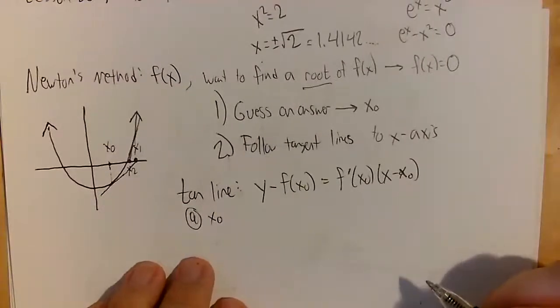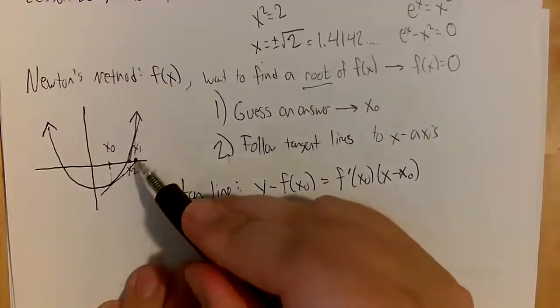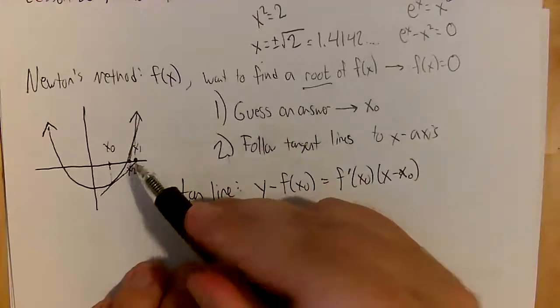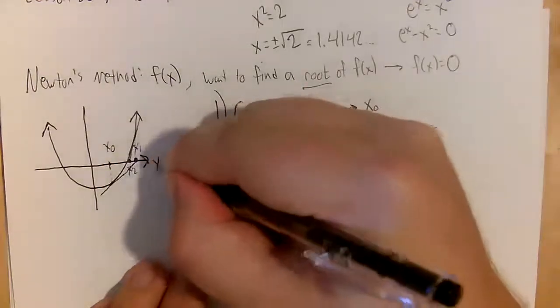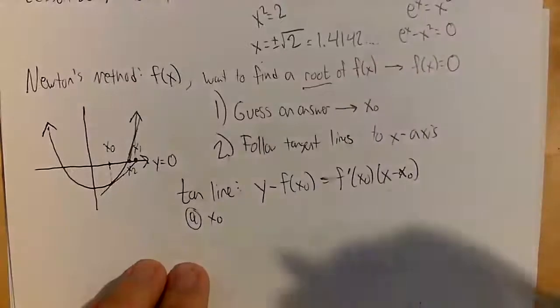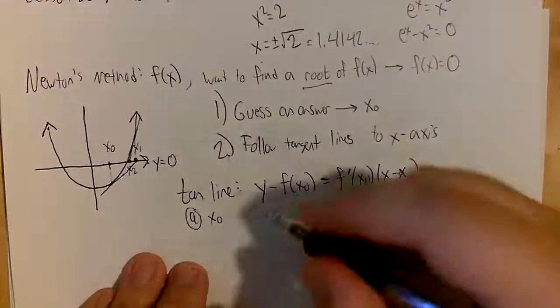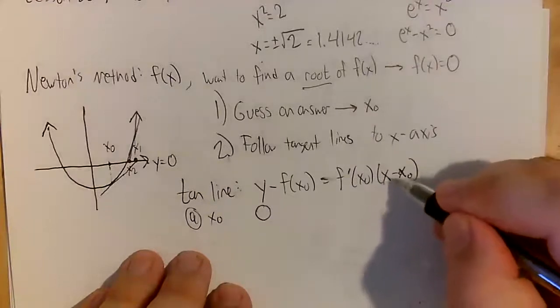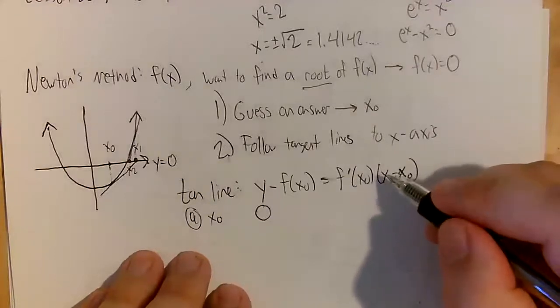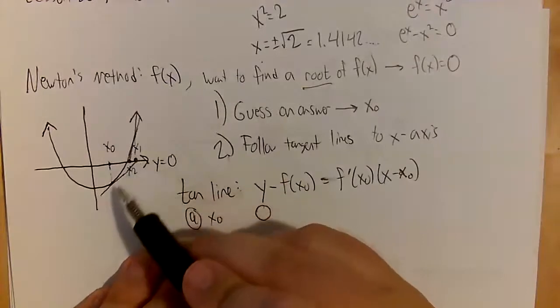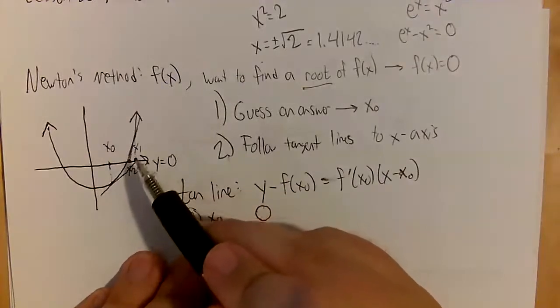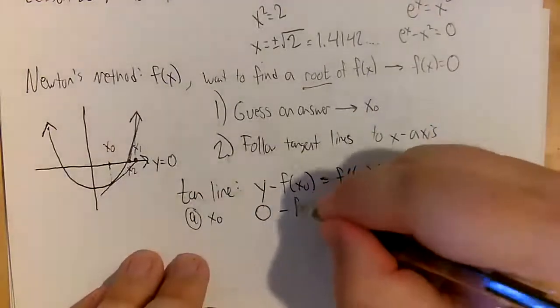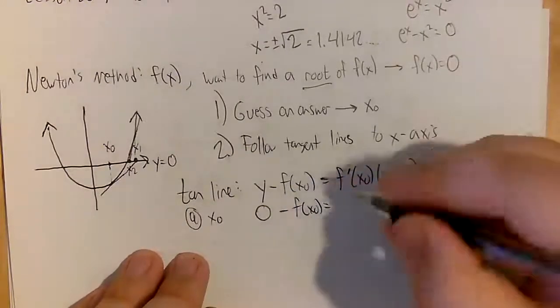Now remember, our goal with the tangent lines is to get to the x-axis. And what defines the x-axis? It's where y is equal to 0. So what I'm going to do is plug in y equals 0 here, and solve for this x value right here, because that's what I want. I want the x value where the tangent line hits the x-axis. So I'm going to solve this equation now for x.